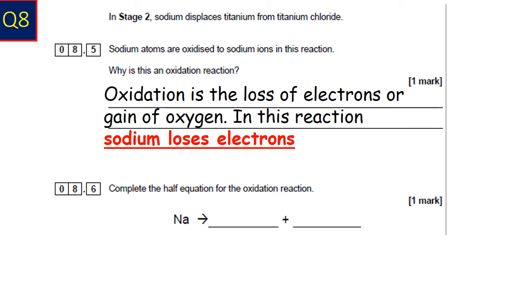So you want to complete the half equation for the oxidation reaction for 8.6. So sodium is in group 1. That means it's got 1 electron in its outer shell, which it is going to lose. So that will form a sodium plus ion, as there's now more protons than electrons, so it has a positive charge, and then we have our 1 electron there.